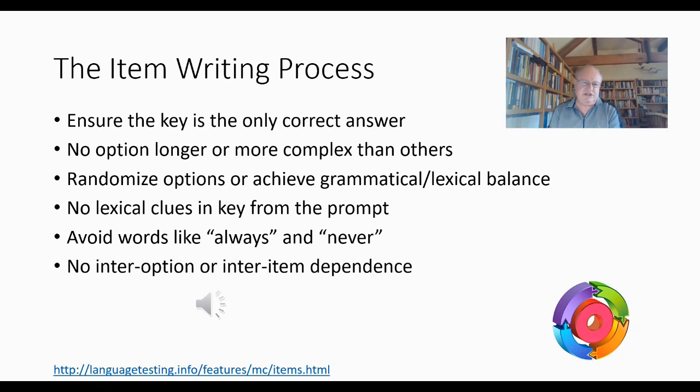And most critical of all, we mustn't have any inter-option or inter-item dependence. Now, what that means is that if a learner answers a particular way to one item, it should not influence the way they respond to another item. If we have inter-item dependence, it can inflate or indeed depress the score. And we wish to avoid this at all cost.